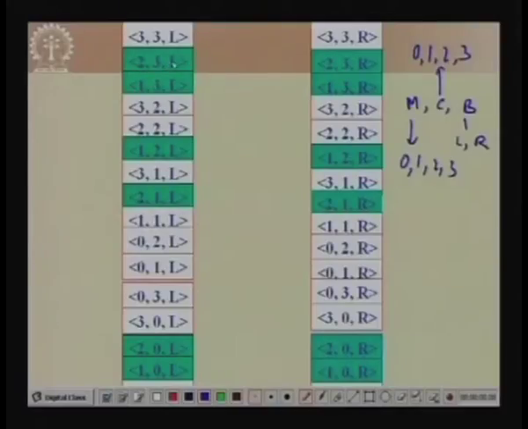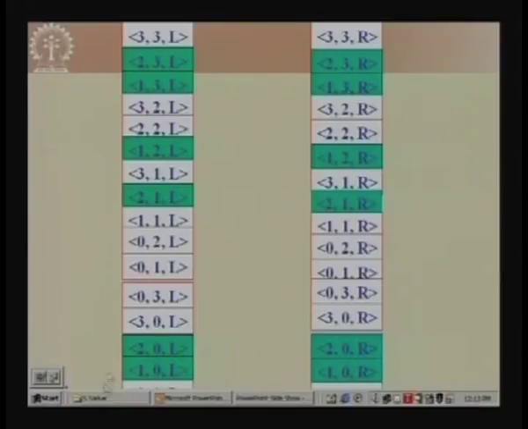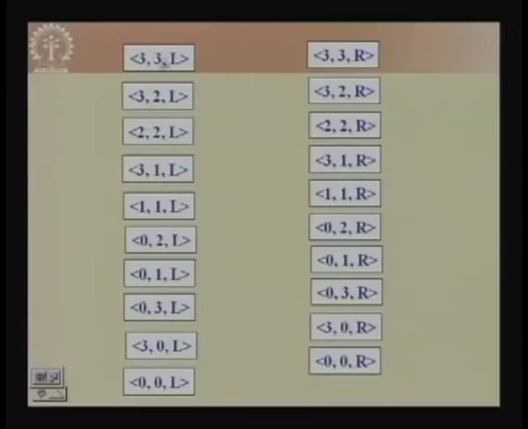But some of these states violate the constraint that missionaries must never be outnumbered by cannibals on any side, because otherwise the cannibals will devour the missionaries. If we apply that constraint, these green states become invalid states. So finally, these are the only valid states. There are 20 valid states in this state space, and if we apply the operators to each of these states, we get the state space graph.